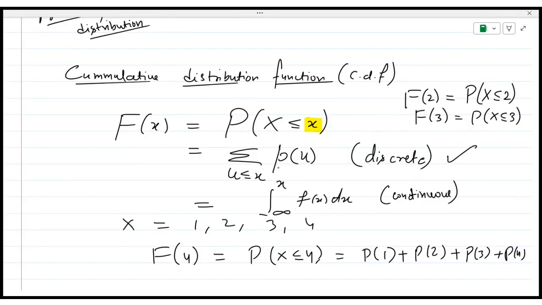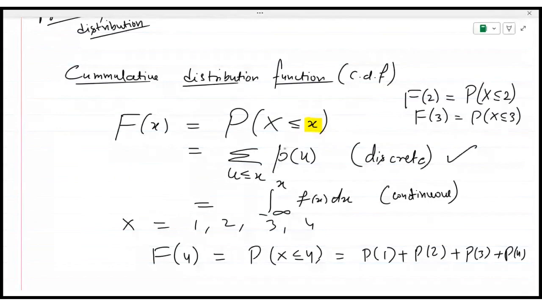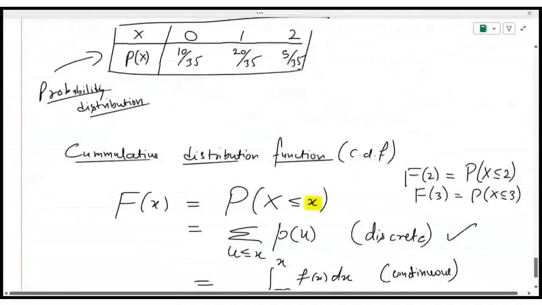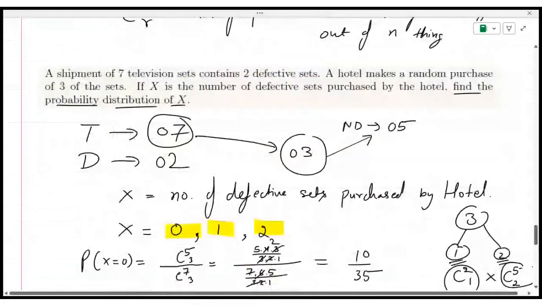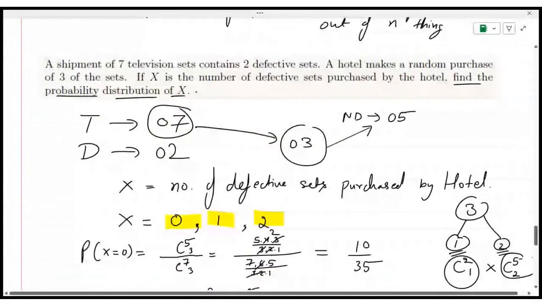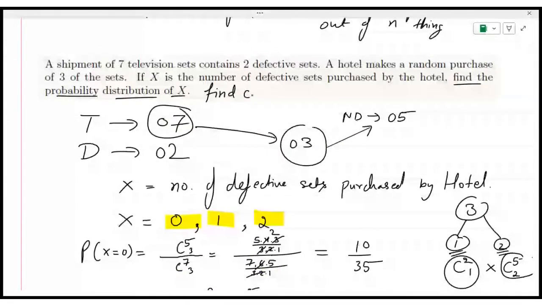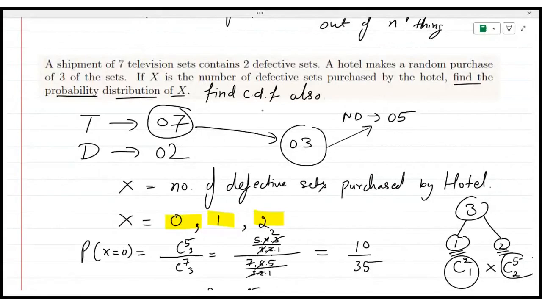Let me give an example. It will be more clear with the example. Okay. So let us come to this example. If in this question you are also asked to find CDF also. Means first they asked to find the probability distribution. Now they are saying find the CDF also in this question. So how will you do it?